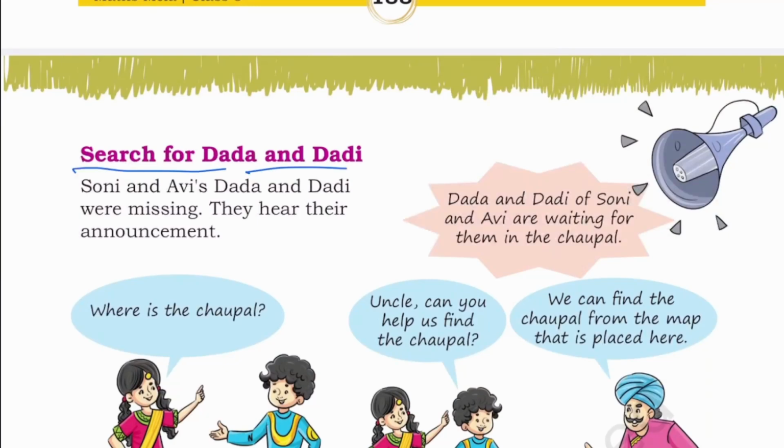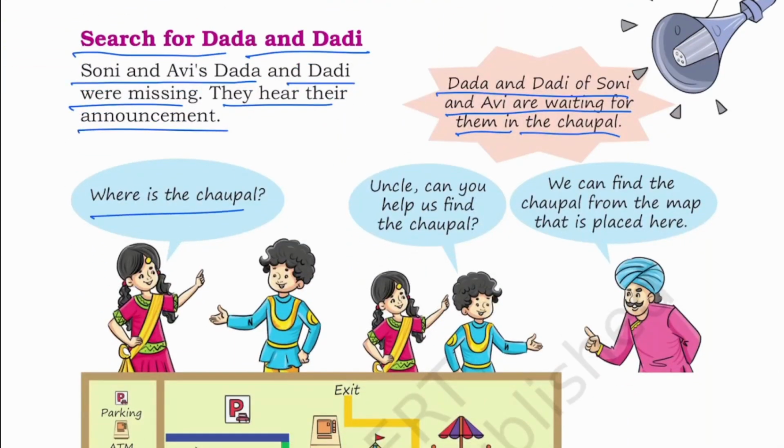Search for Dada and Dadi. Soni and Avi's Dada and Dadi were missing. They hear an announcement: Dada and Dadi of Soni and Avi are waiting for them in the chopal. Where is the chopal? Soni says, Uncle, can you help us find the chopal?